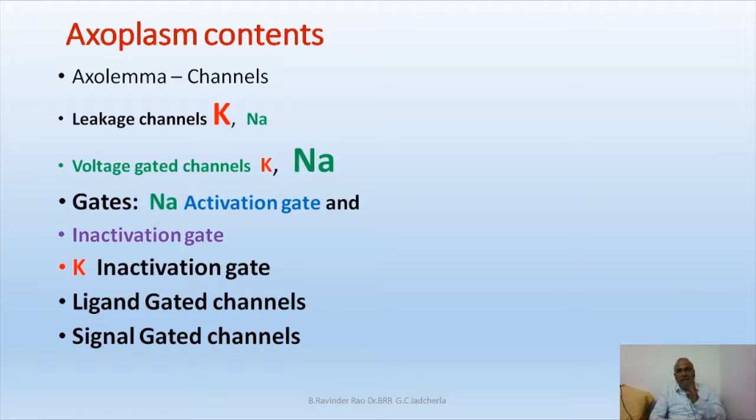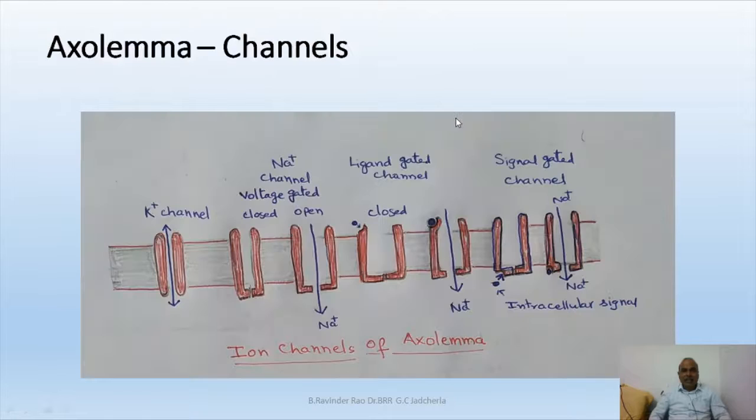Friends, there are four types of channels which are situated in the axolemma. There are leakage channels, voltage-gated channels, ligand-gated channels, and signal-gated channels. Let us see these channels in a diagram.